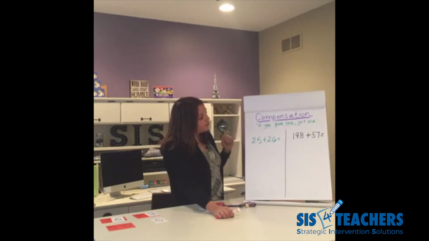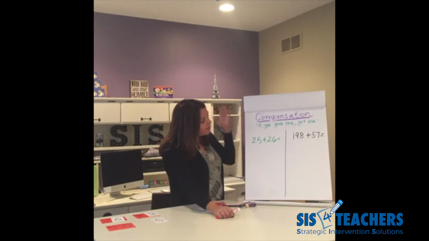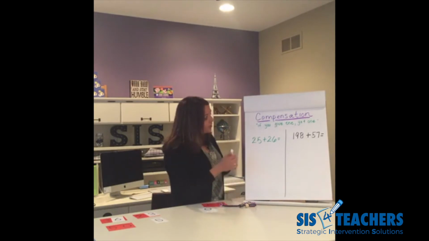The next strategy we're going to talk about is compensation. Compensation is another strategy that is similar, but it is using a way that you might find something that you already know. And so if I were to look at this one, 25 plus 26, we call this, if you give 1, then you get 1. So in addition compensation, if you take 1 off, you're going to put it back on.